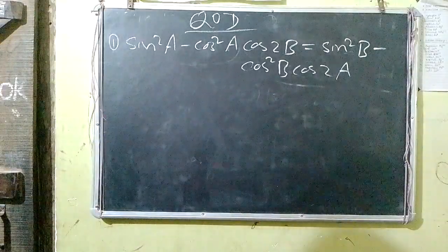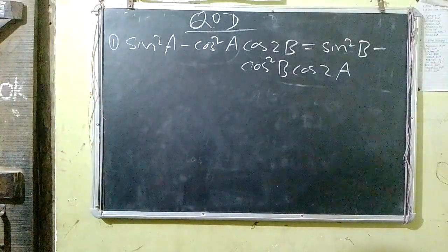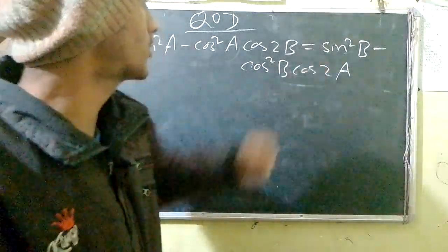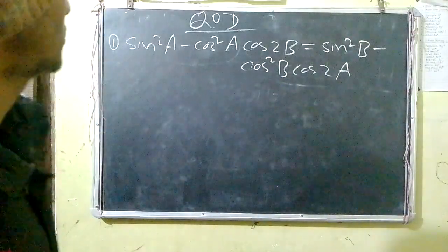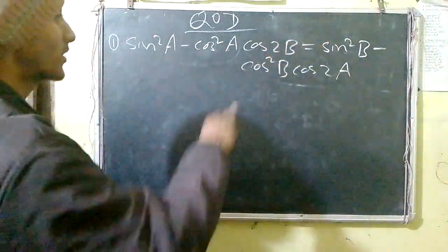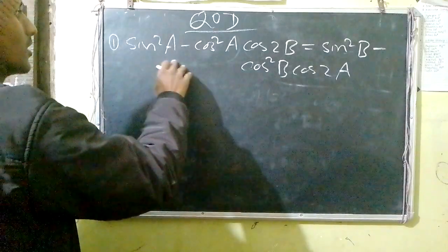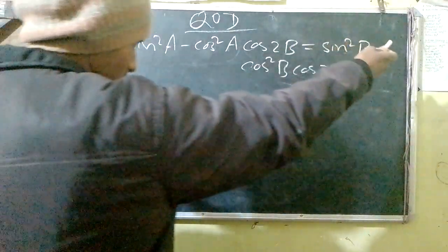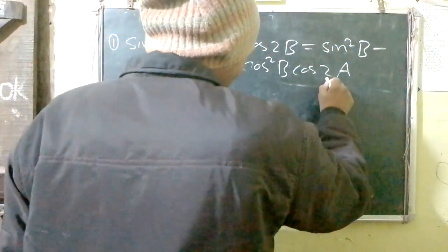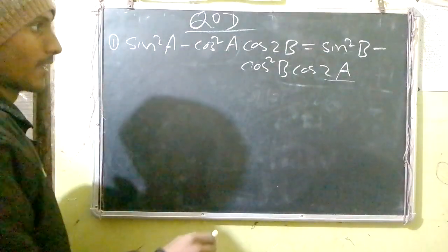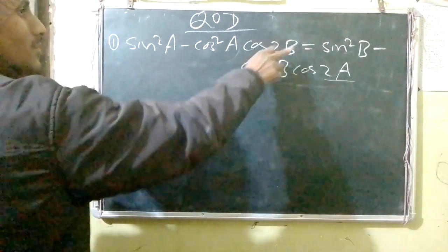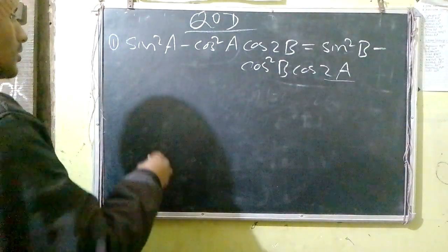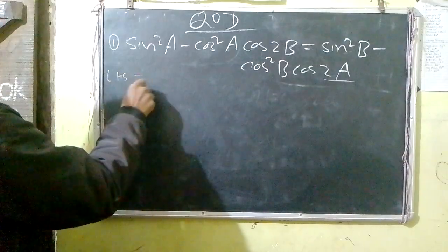Okay, so how do you prove this? Let's observe the question first. We have sine square A minus cosine square A times cosine 2B, and this is equal to sine square B minus cosine square B times cosine 2A. So what is there on that side? You see that we have the A term, angle is A. On that side we have angle 2A. And here we have 2B, but on that side we have only B. We don't have 2B.